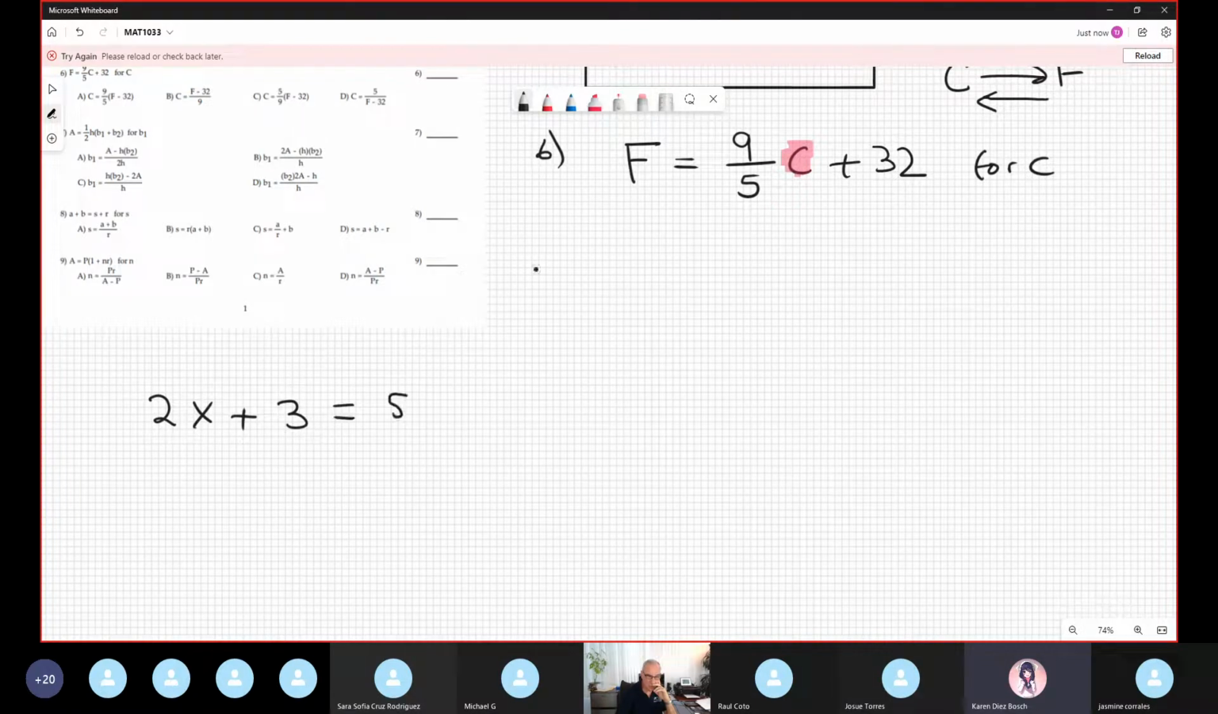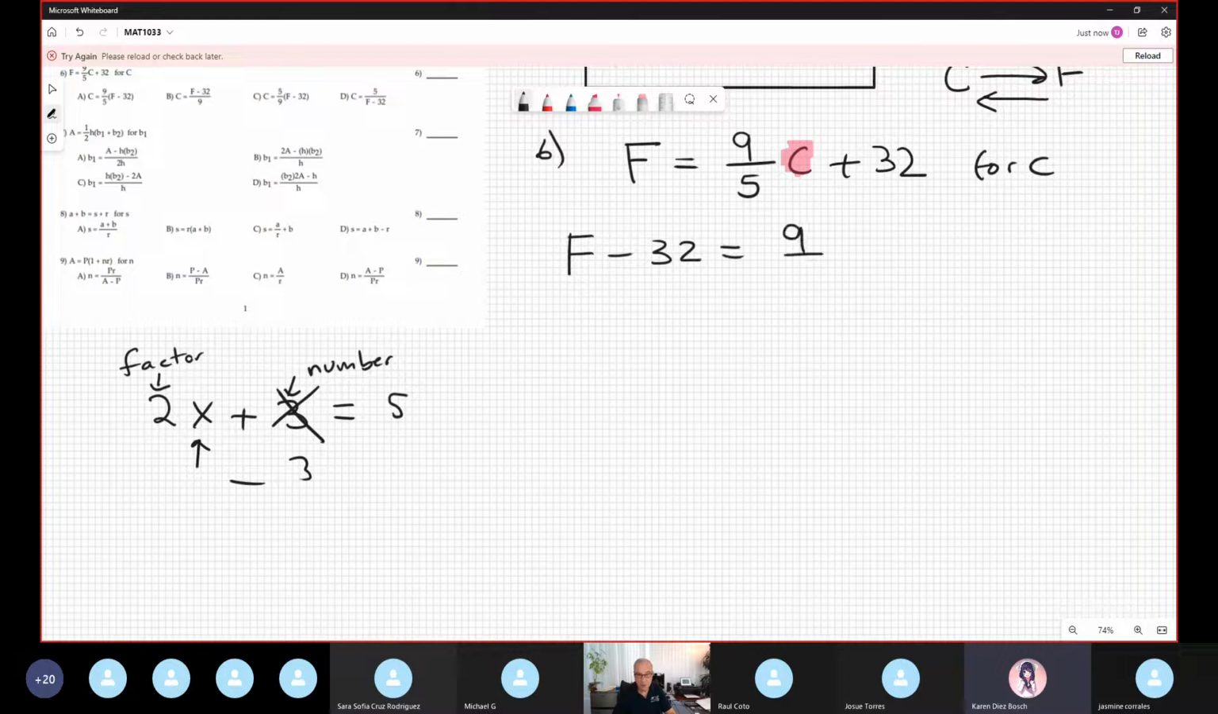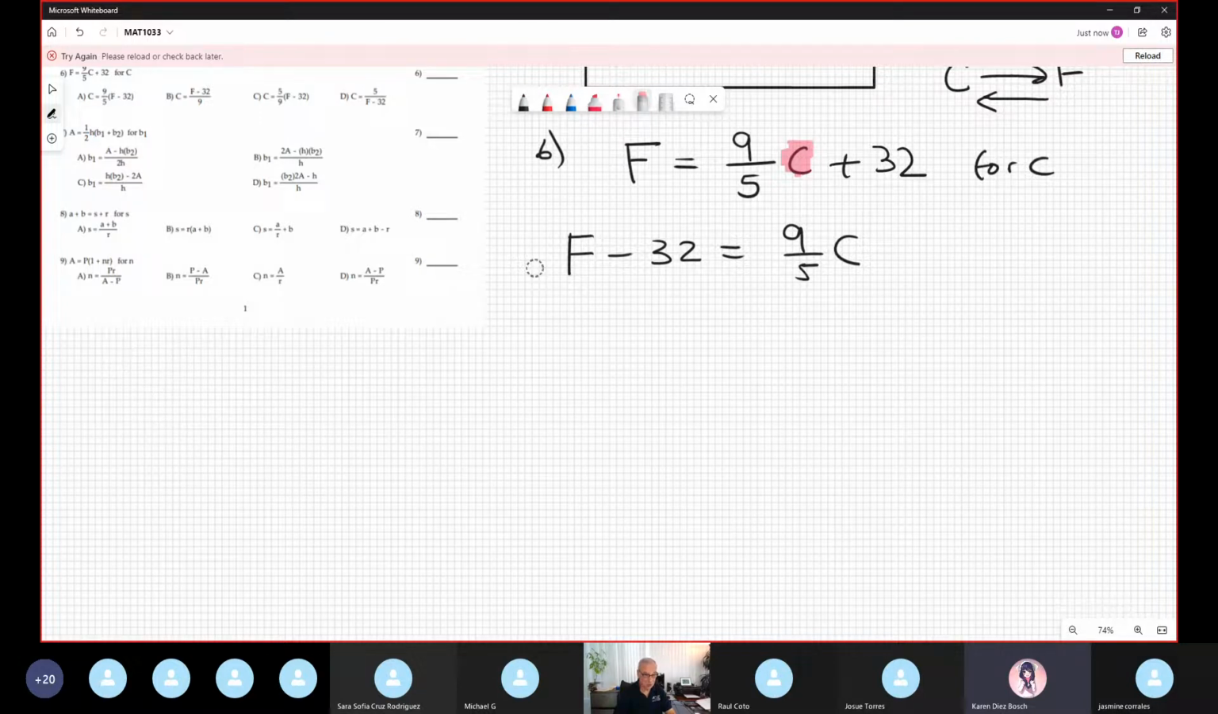What should I do first to isolate x? This is the variable I need to isolate. This is a factor. And this is the constant or number. So the first thing you should do is remove this, subtracting 3. Not divide by 2. Okay? So now, exactly as she said, you subtract 32: F minus 32 equals 9 over 5 C. So far it's good. Do you understand? Yeah. Excellent. Everyone tries to do it that way, but no.